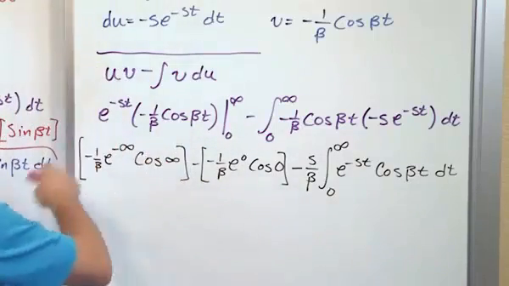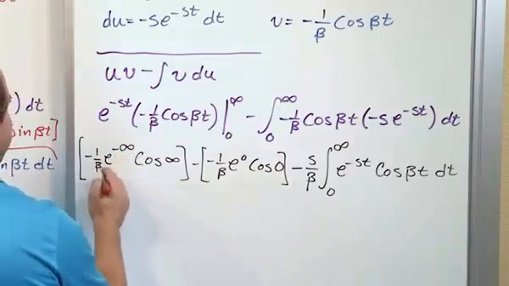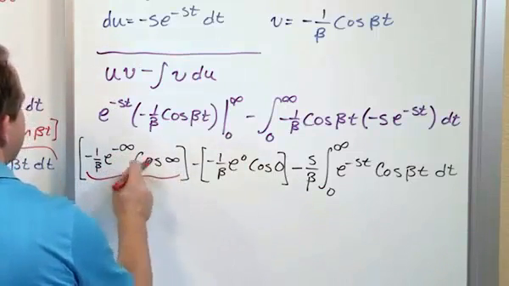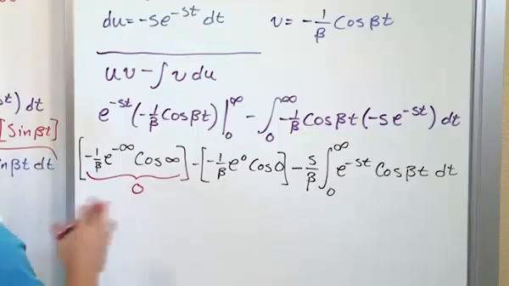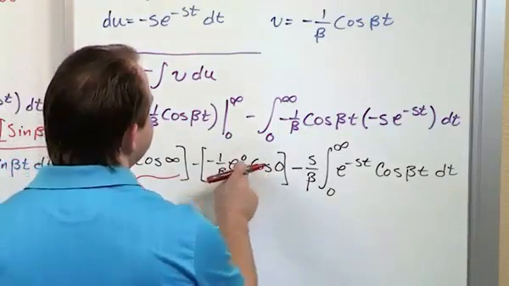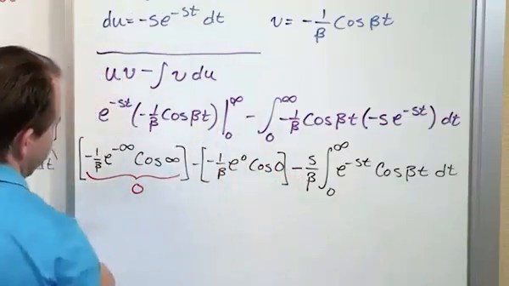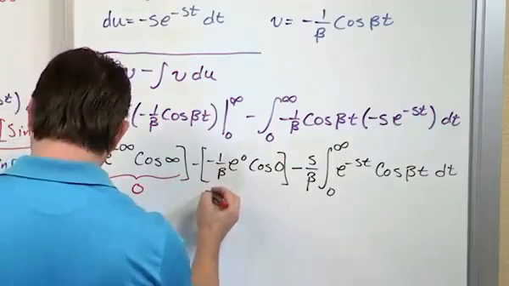Because let's evaluate the limits of integration right here. e to the negative infinity is going to drive this whole thing to 0, no matter what else is there. All right? When you see e to the negative infinity, it's going to drive to 0. When we have this, e to the 0 gives you 1. Cosine of 0 also gives you 1.